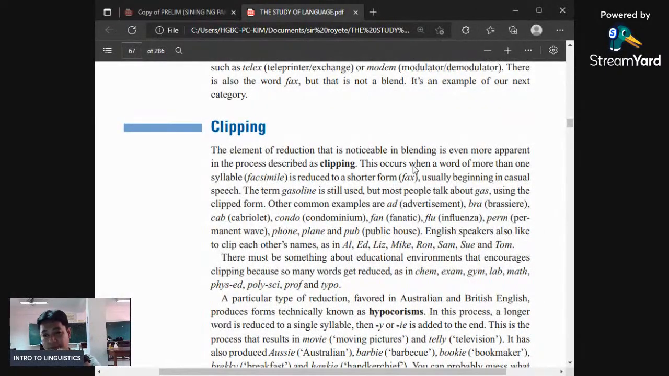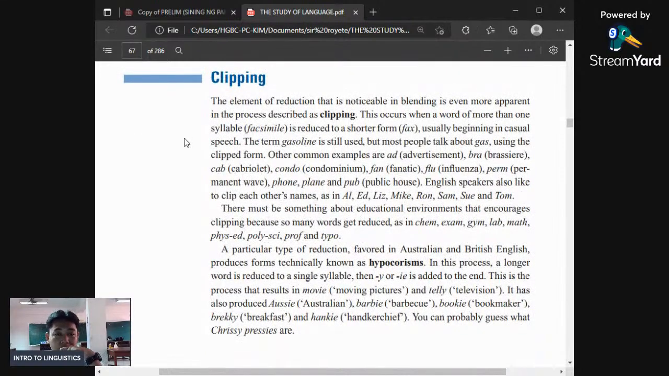Next one, we have clipping. So for clipping, the element of reduction that is noticeable in blending is even more apparent in the process described as clipping. Alright, so this occurs when a word of more than one syllable is reduced to a shorter form. For example, facsimile, nagiging fax. Ito example natin na little, nagiging lil, it's clipping. Right? Facsimile, fax, little, nagiging lil, clipping ang ginagawa natin. Right? Usually beginning in casual speech, we also have gas. Imbes na gasoline, nagiging gas na lang siya. So, clipping yung ginagawa natin.